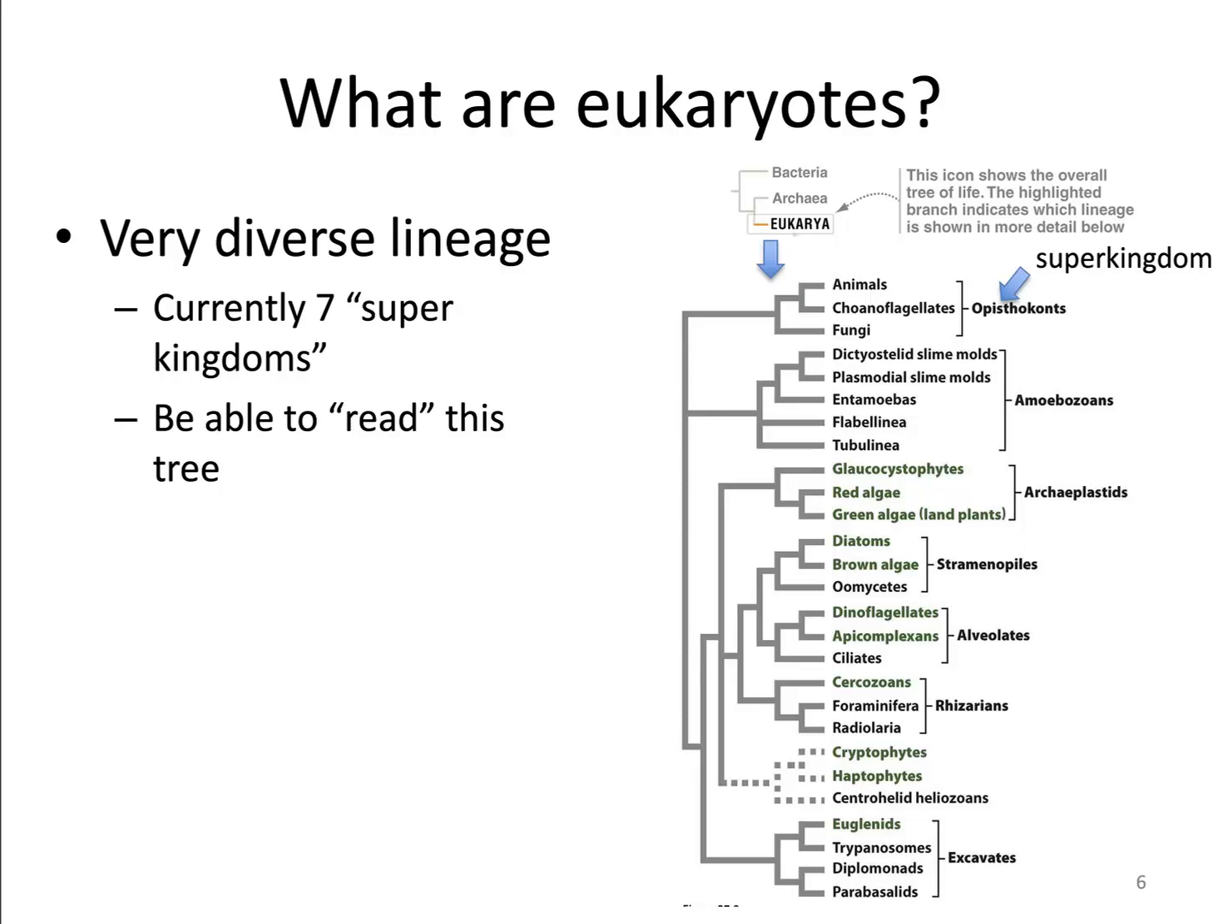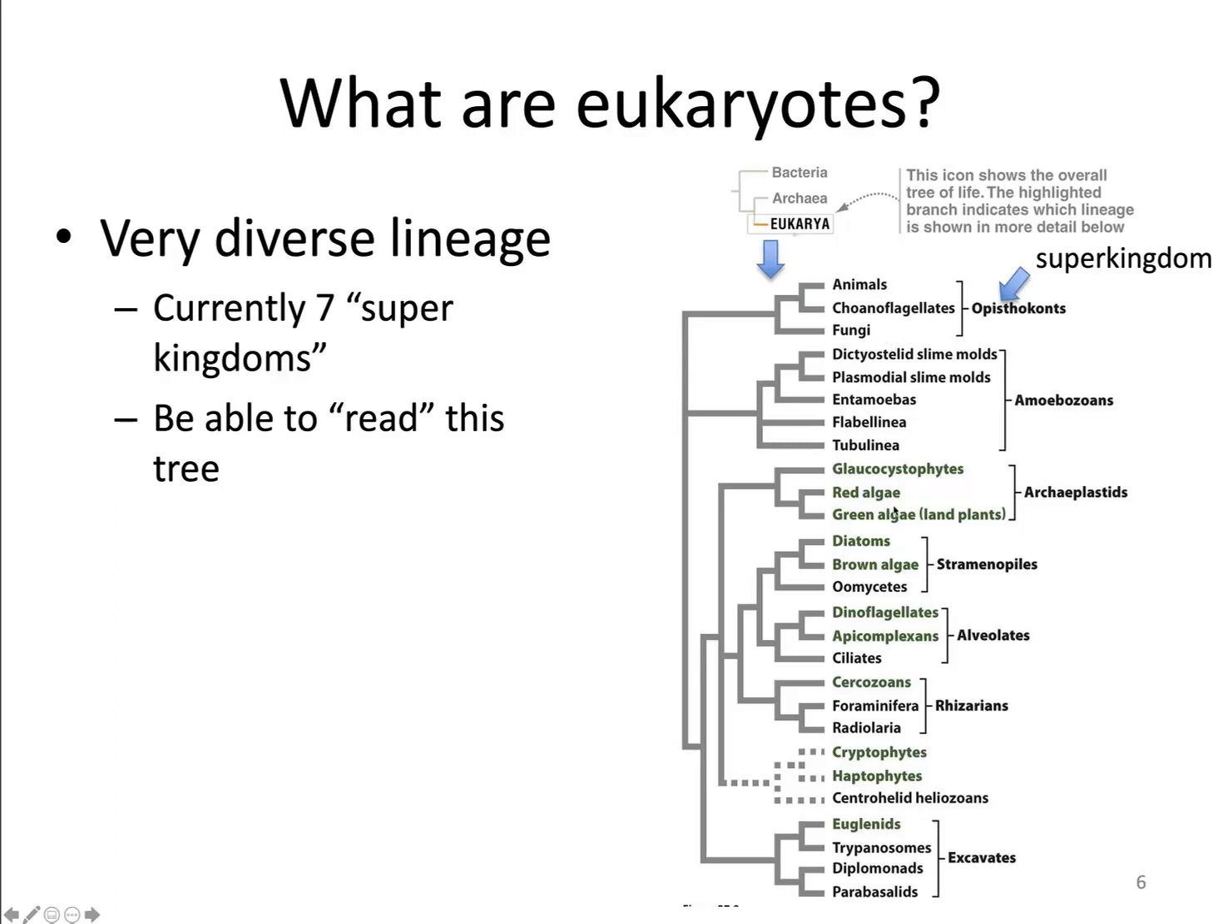I wouldn't expect you to memorize all of these different lineages, all of these different major kingdoms, or any of the superkingdoms either. But what I do want you to understand is that there's a lot of diversity among the eukaryotes that are out there. I would also want you to be able to read this tree in general, and understand that things like animals and fungi are over here. So these are major kingdoms.